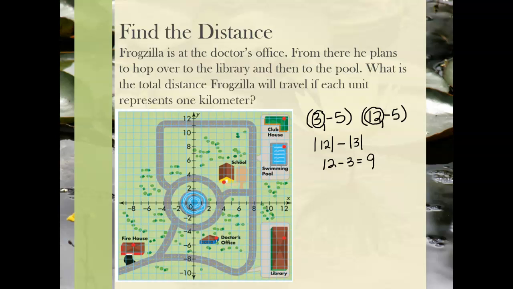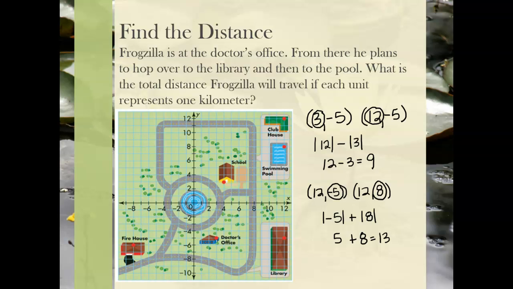Next, Frogzilla is going to go from the library, which is at (12, -5), to the pool, which is at (12, 8). We can see from the map that the library and the swimming pool are in 2 different quadrants, and we can also tell this because one of the y values is negative and the other one is positive. To find the distance between these points, we are going to have to add the absolute values of the unlike coordinates. That means we will add the absolute values of -5 and +8, or 5 plus 8 equals 13 kilometers.